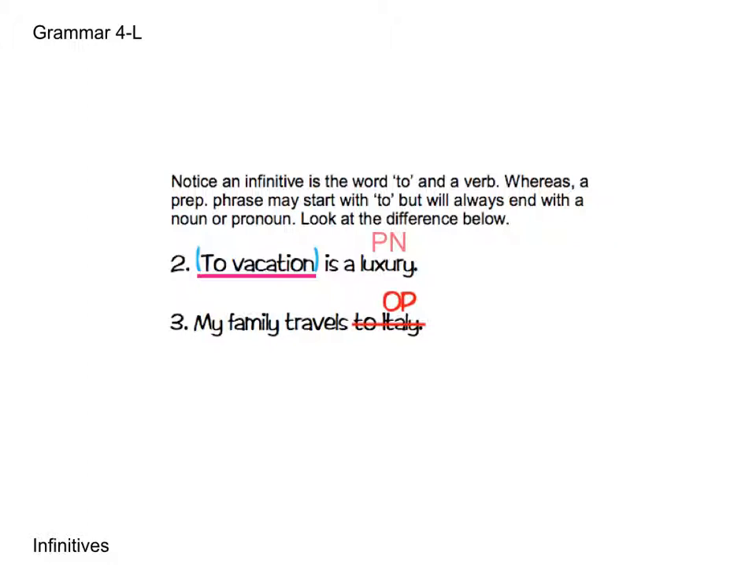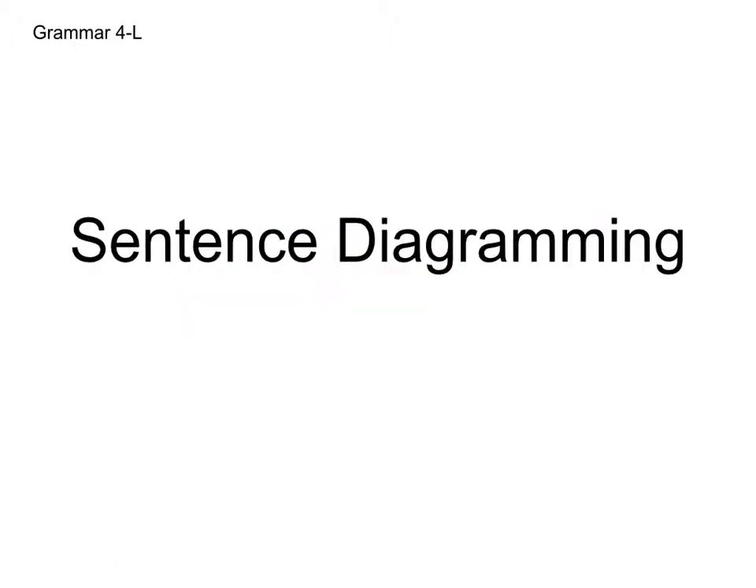It's renaming the subject, to vacation. A luxury is to vacation. See how you can switch those, and it doesn't change the meaning. So let's play with this a little bit more with the sentence diagramming.